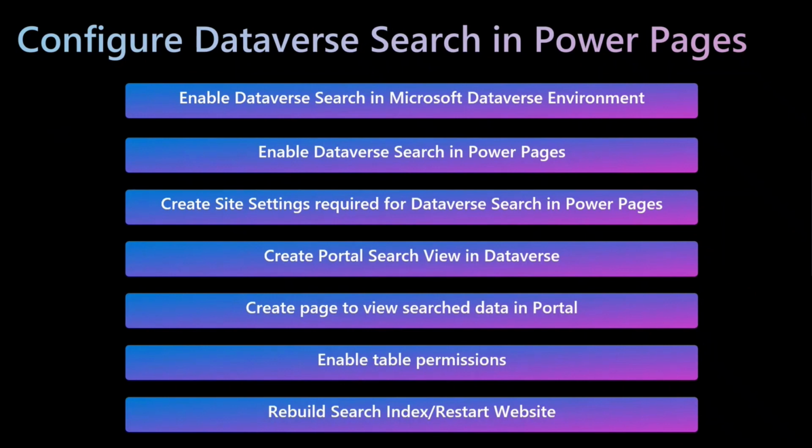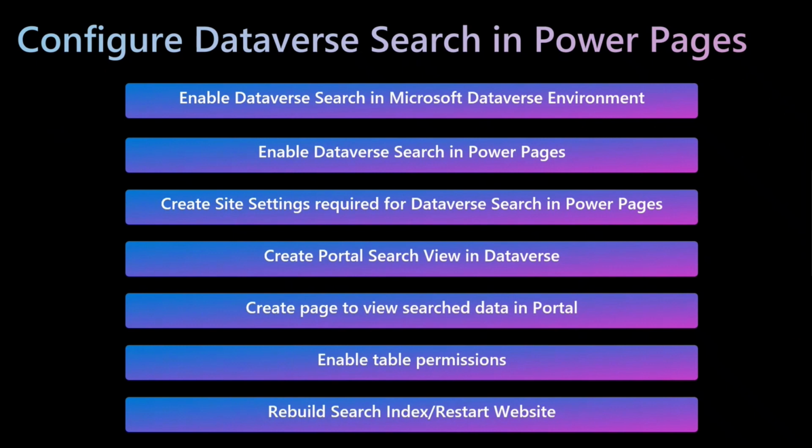Create a page to view the search data in the portal. So let's say you search the data, you get the result in the result page, and if you want to view the detailed information about the searched data, when you click on that data, you want to be redirected to a particular page where you get the detailed information. For that purpose, you have to create an edit page or a read-only page so that you can get the detailed information.